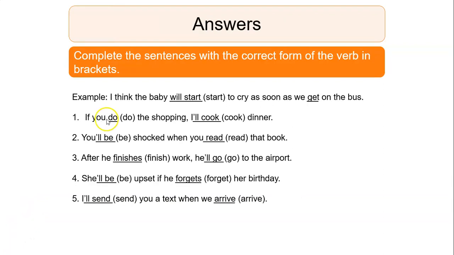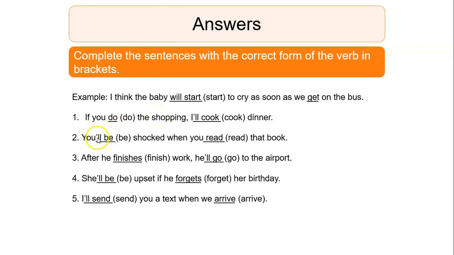Okay, how did you do? So number one, if, that's the future time clause, right? So if you do the shopping, present simple, then comma, I'll cook dinner. That's the main clause with will and the infinitive without to. And in this case, it's if, so it means I'm not sure you'll do the shopping. But if you do the shopping, I'll cook dinner.